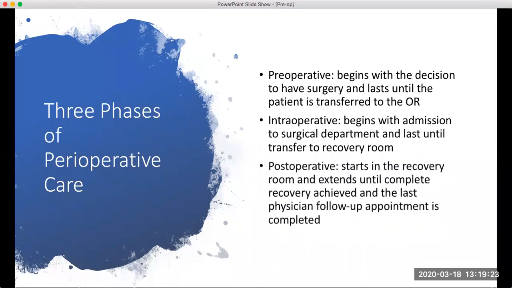And then finally, our last part of the perioperative phase is the postoperative care. And that starts in the recovery room and extends until complete recovery is achieved and lasts until that follow-up appointment is completed. So again, that postoperative phase might vary in length depending on the type of procedure that the patient had, or what kind of complications perhaps they were experiencing after the procedure or whatnot. So that postoperative period can vary in length as well.